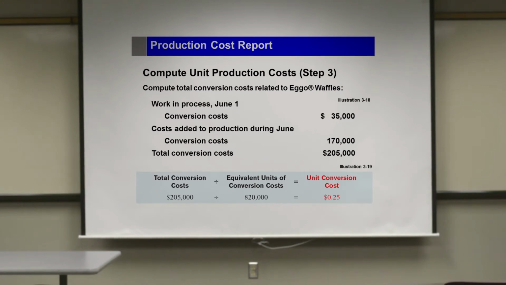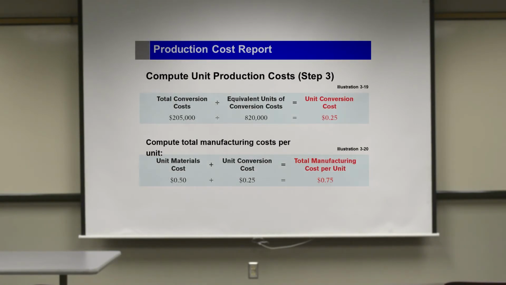Similarly, for the conversion cost, if you look at the beginning inventory number, you have got the conversion cost of 35,000, and then you added during this period 170,000 more, total cost of 205,000. What we computed in terms of equivalent units in step 2 was 820,000 units. The total conversion cost of 205,000 divided by 820,000 gives you a unit conversion cost of 25 cents.